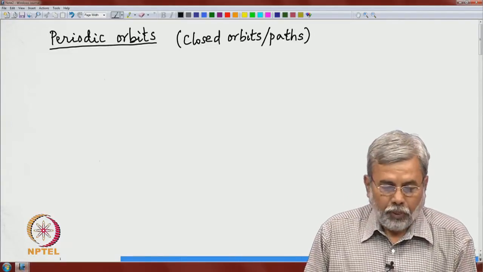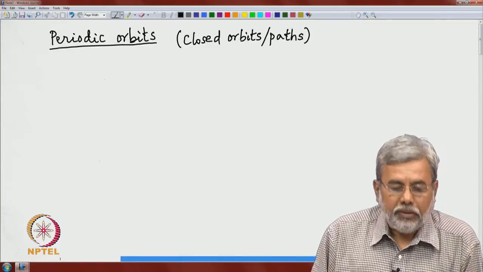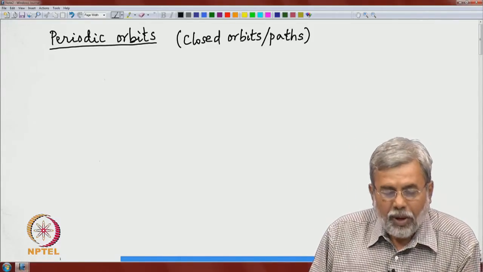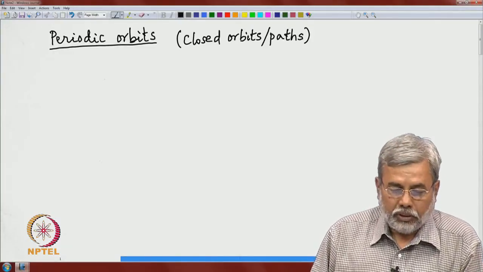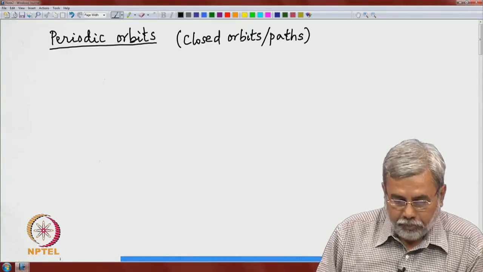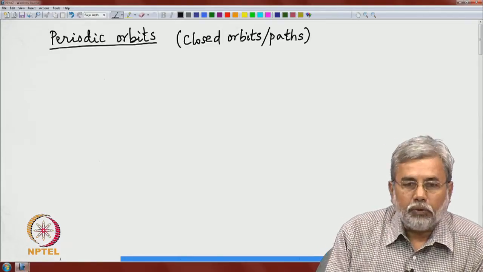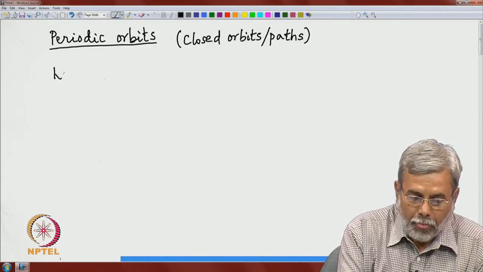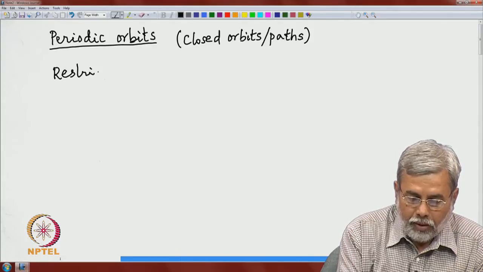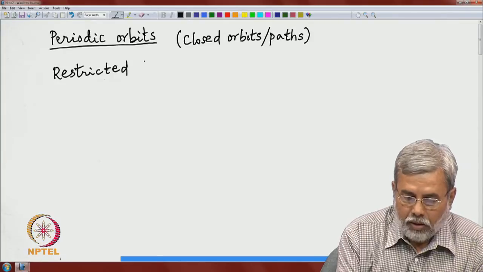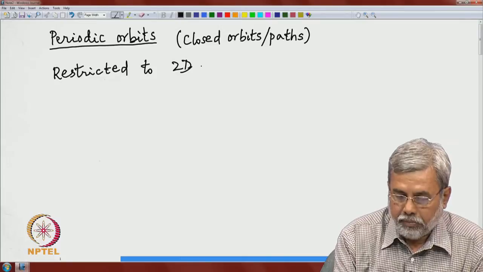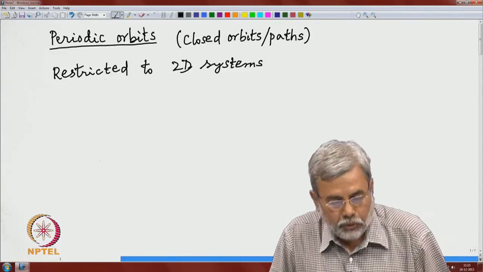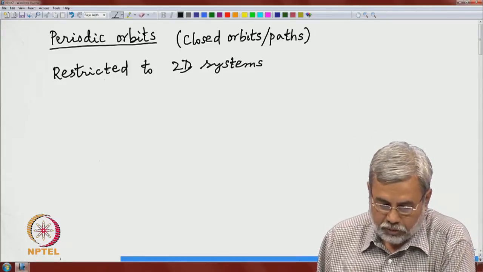I am not going to prove any result in this discussion, mainly because the proofs are quite involved and they also require new concepts and tools. I will try to explain the results through some examples and through some pictures. The discussion is restricted to 2D systems, and with regard to 2D systems there are fairly general results. So, those things we are going to discuss.